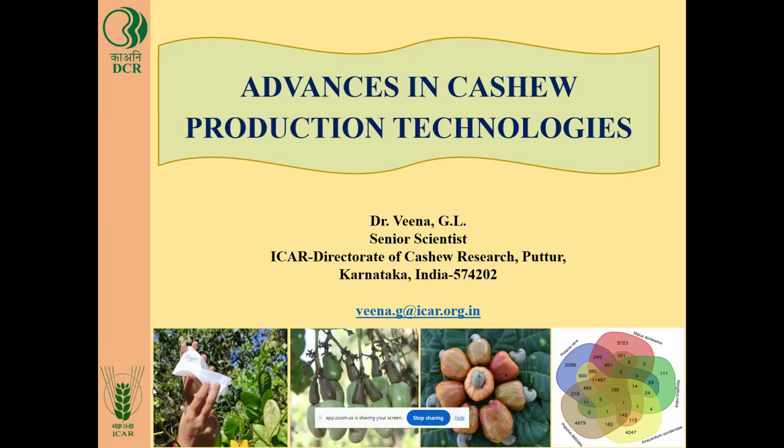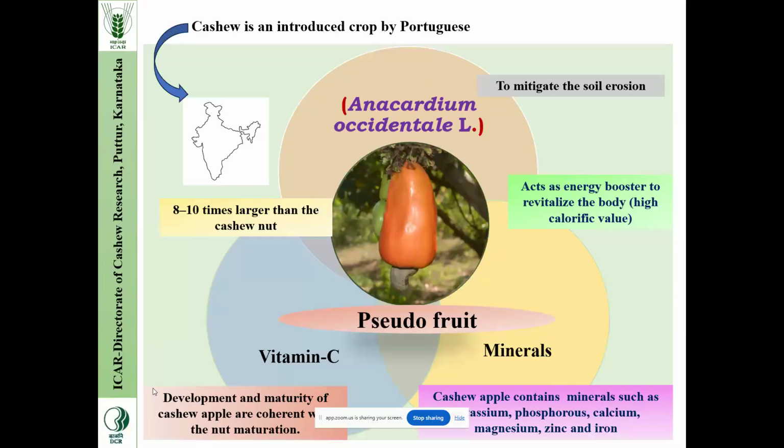First, let's have a brief introduction about the crop. As we all know, cashew doesn't belong to India. It is an introduced crop, introduced to India by the Portuguese, but it has been adapted as a crop of India. It has spread all over the coastal belts and even in the plains also. Botanically, cashew is known as Anacardium occidentale, belongs to the family Anacardiaceae. This crop was introduced mainly to mitigate soil erosion.